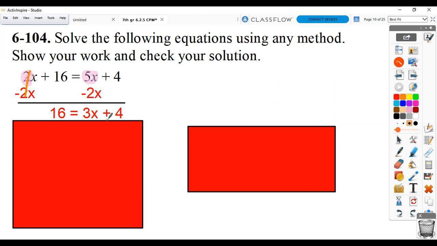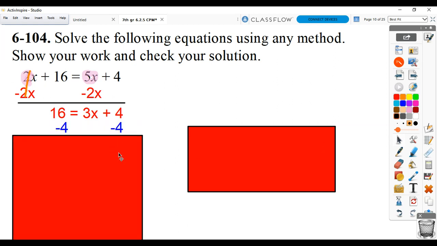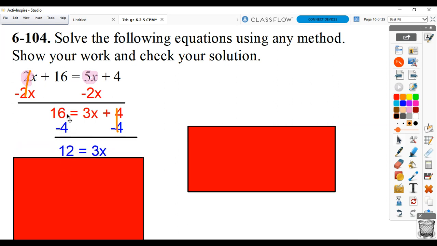Next, we would want to get rid of our plus 4 by having the constant on just one side. So we'd subtract 4 from both sides. And the 16 minus 4 gives us 12. Equal sign comes down. 3x comes down. And again, this has zeroed out.